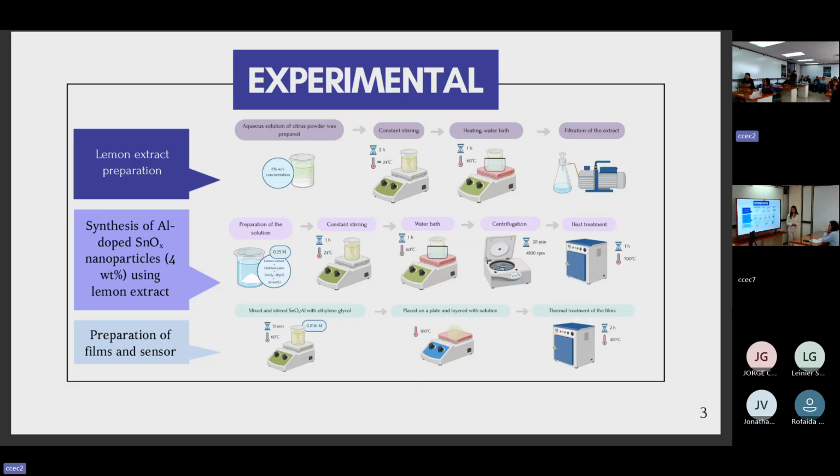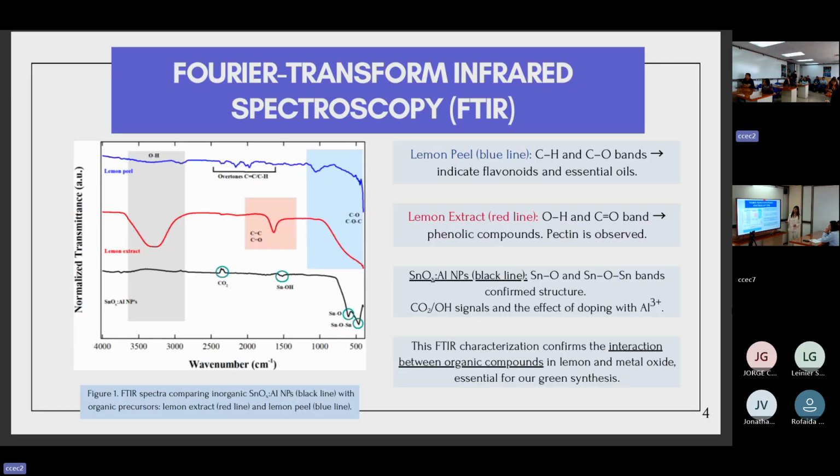Then for the preparation of our films for the sensor, we mix and stir the tin nanoparticles with the ethylene glycol, and then we place it on a plate and layer it with the solution at 400 degrees. Then we have the thermal treatment of the films.